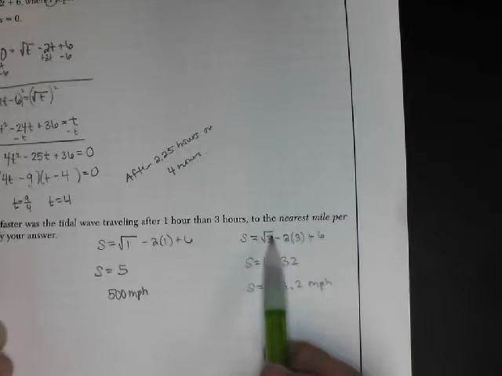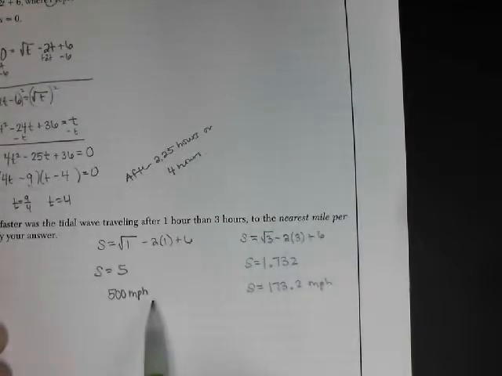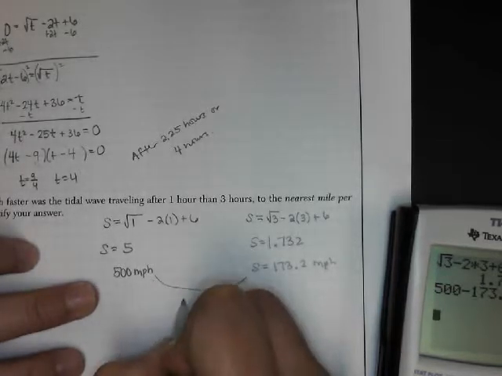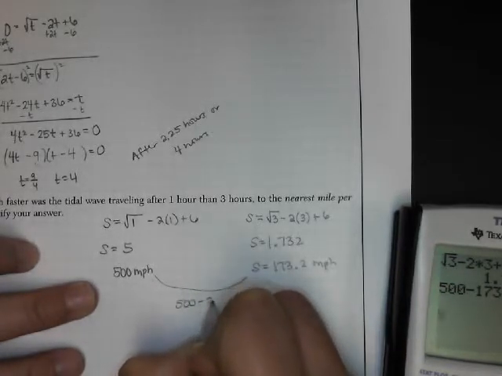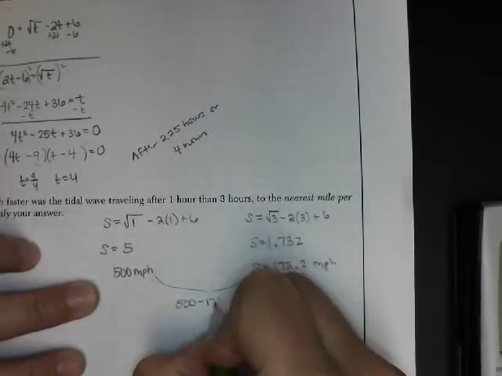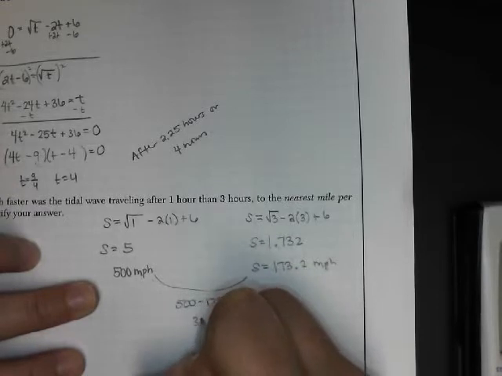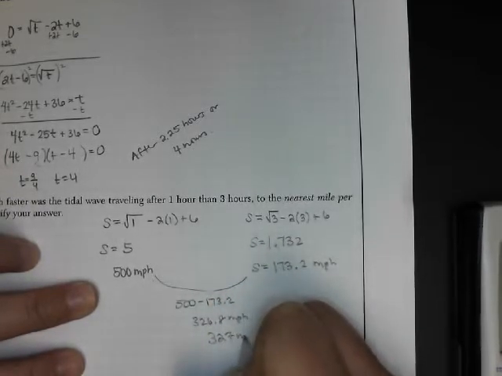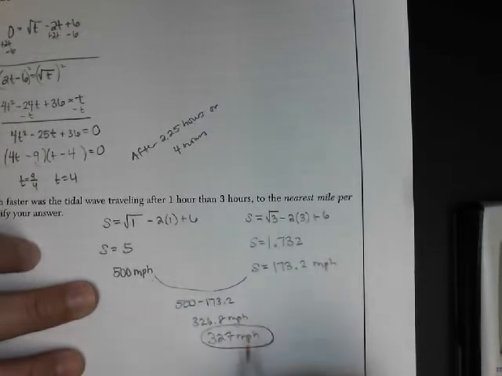So to the nearest miles per hour, if I just subtract these, how much faster is it going? 500 minus 173.2 is, I'll justify and show my work here, minus 173.2 leaves me with 326.8 miles per hour, so 327 miles per hour faster.